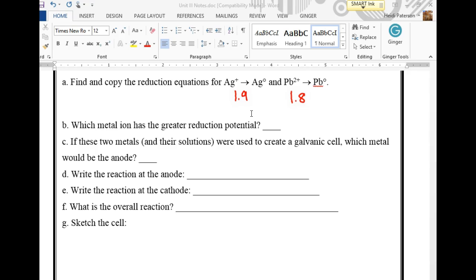The two reduction reactions you need to look up are Ag+ plus 1 electron to Ag, and Pb2+ plus 2 electrons is going to give you solid lead. Which of those two reduction reactions is higher on page 10? Silver. Okay. Does that match your prediction? It does. Let's try another one.